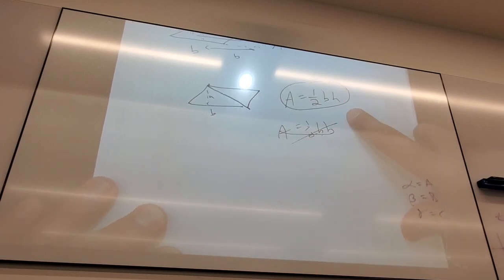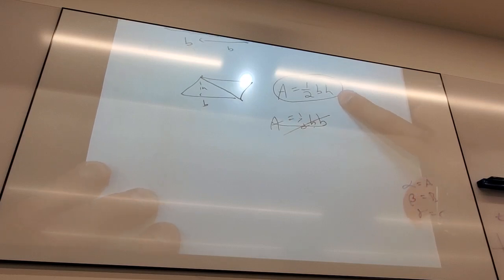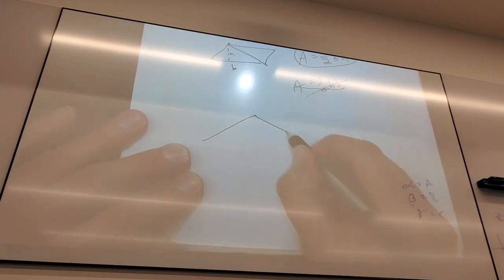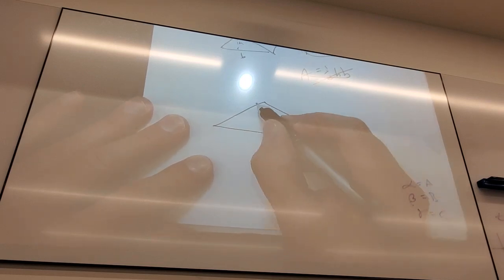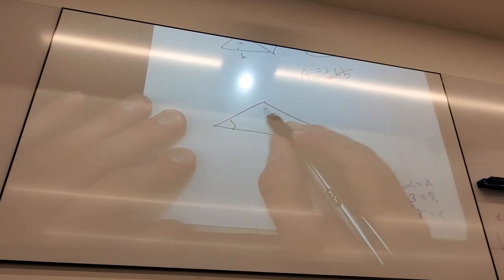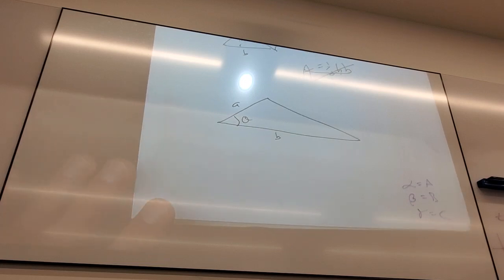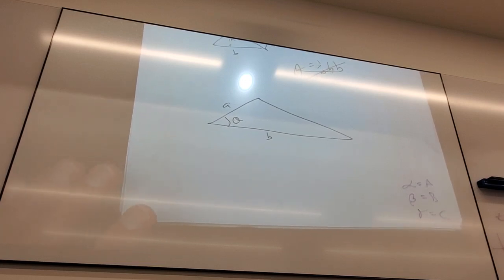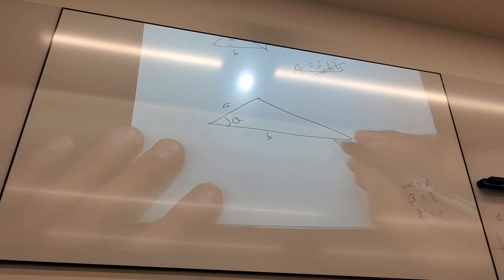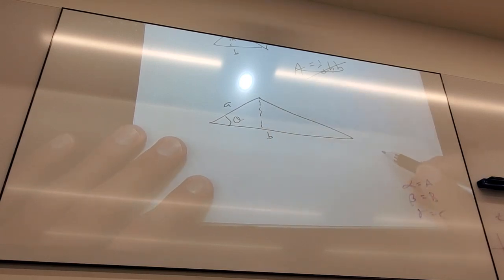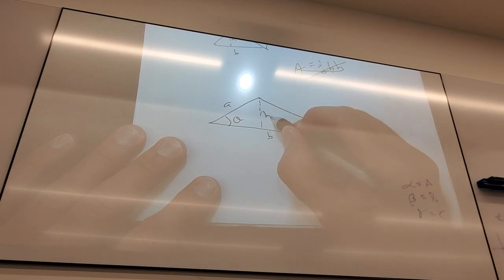So you guys knew this. I know you knew this. Somebody knew this. Okay. So if I'm given a triangle and I'm given an angle, let's see, doesn't matter. It's just an angle and then two sides. And I want to know the area of this triangle. If I drop this down, this is the height, yes?